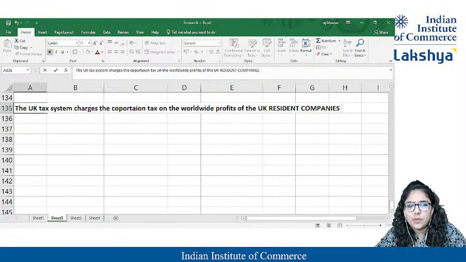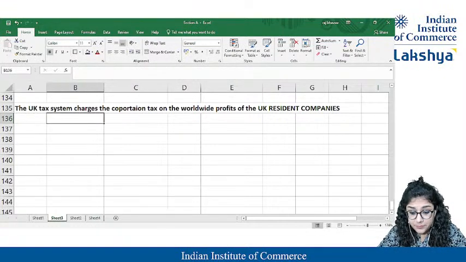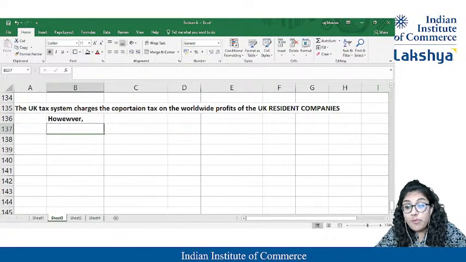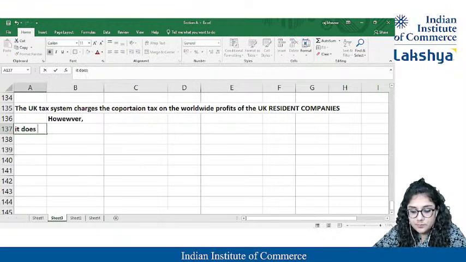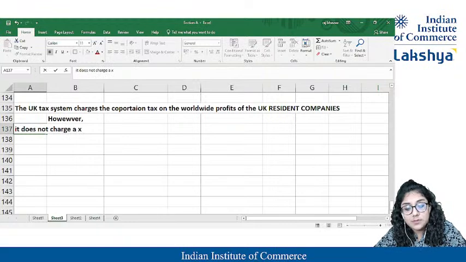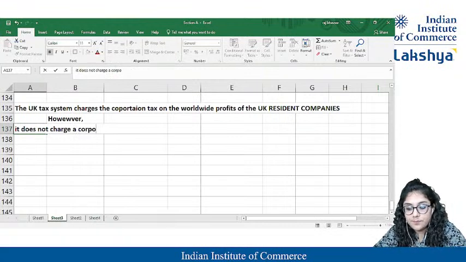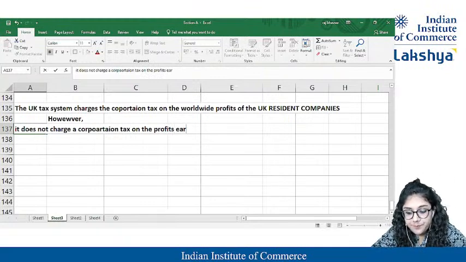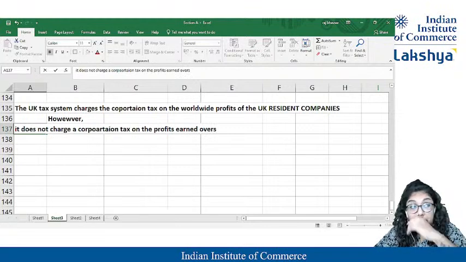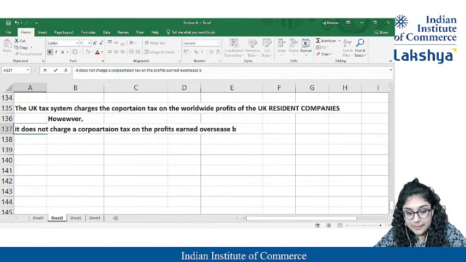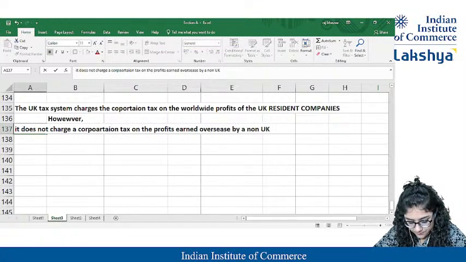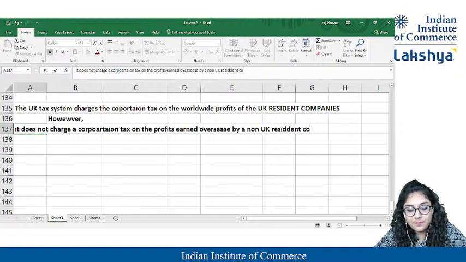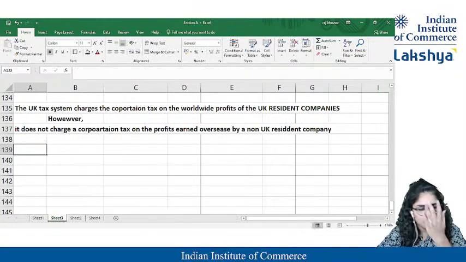I don't think there are any doubts in the first statement at least. No. However, this is important. It does not charge a corporation tax on the profits earned overseas by a non-UK resident company. I think in this also nobody will be having any doubts. So the first point is very clear.